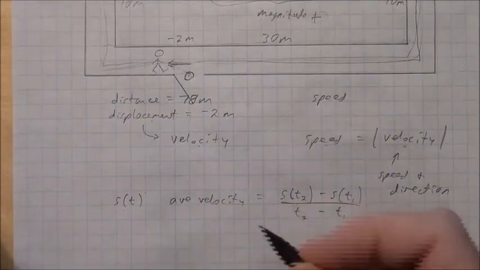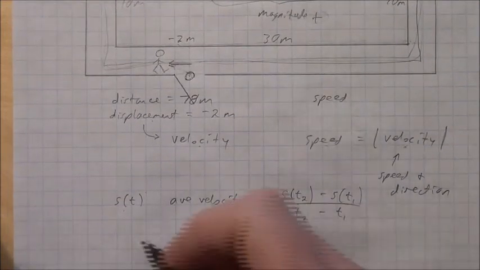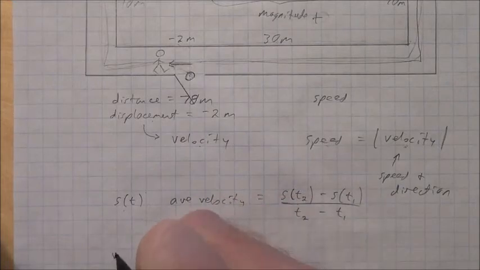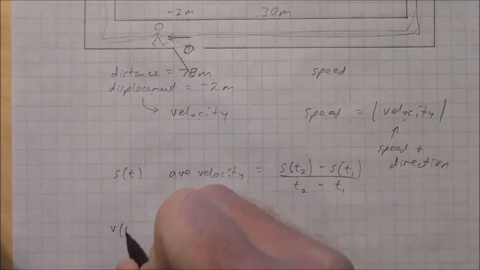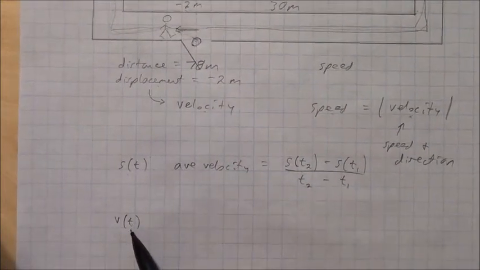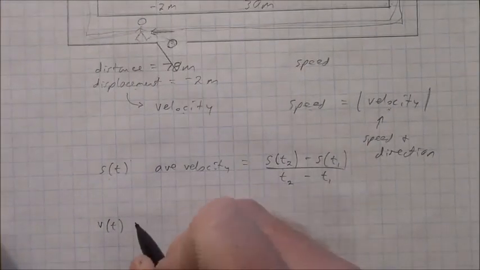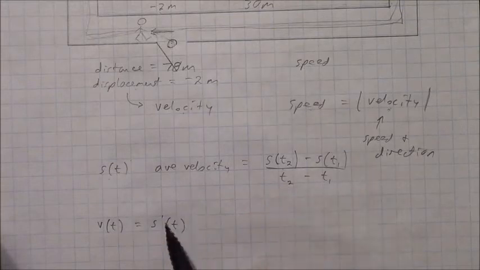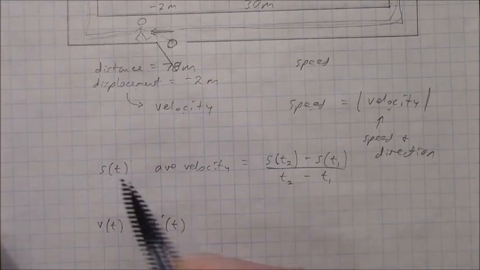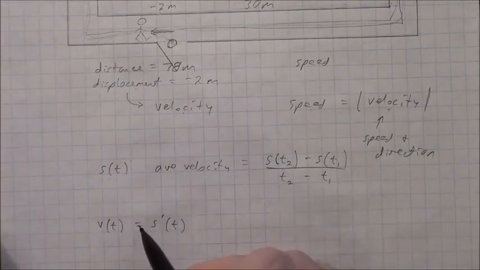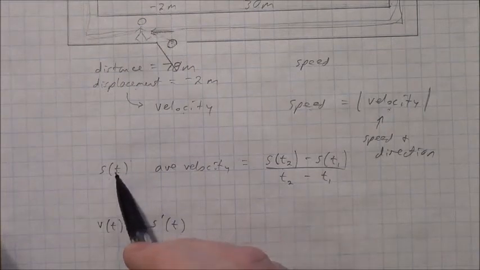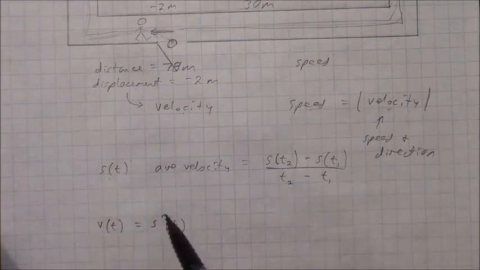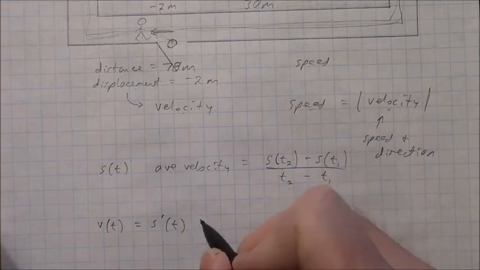If we look at instantaneous velocity, we can use v of t as that notation. Well, that's the first derivative of the displacement function. So it's the gradient function of the displacement function, or the first derivative.